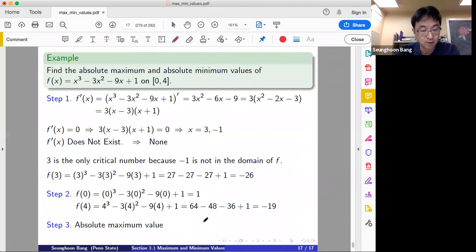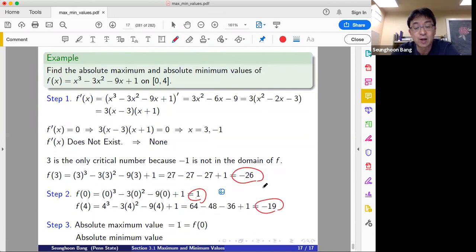Step 3. So what is the absolute maximum? Could you write your answer on the chatting board? The answer is 1, right? Yes, only compare function values: negative 26, 1, negative 19. The maximum value is 1, yes, f of 0. The absolute minimum is similar. We have 3 function values. The smallest value is negative 26, which is f of 3.